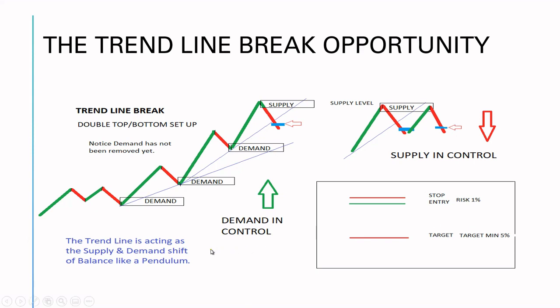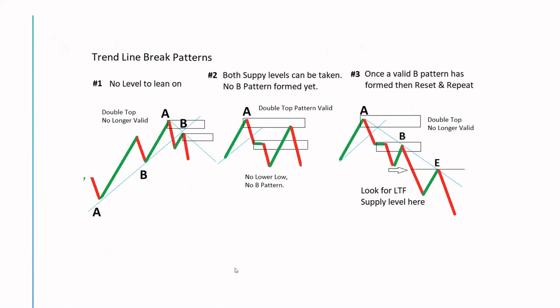So anyway, the trend line itself is acting as a supply and demand shift of balance, like a pendulum, like a seesaw, yeah? It's like a scale. That's what I'm interested in, a combination of the shift of imbalance with the chart patterns. So let's move into the trend line break patterns that I'm looking for.